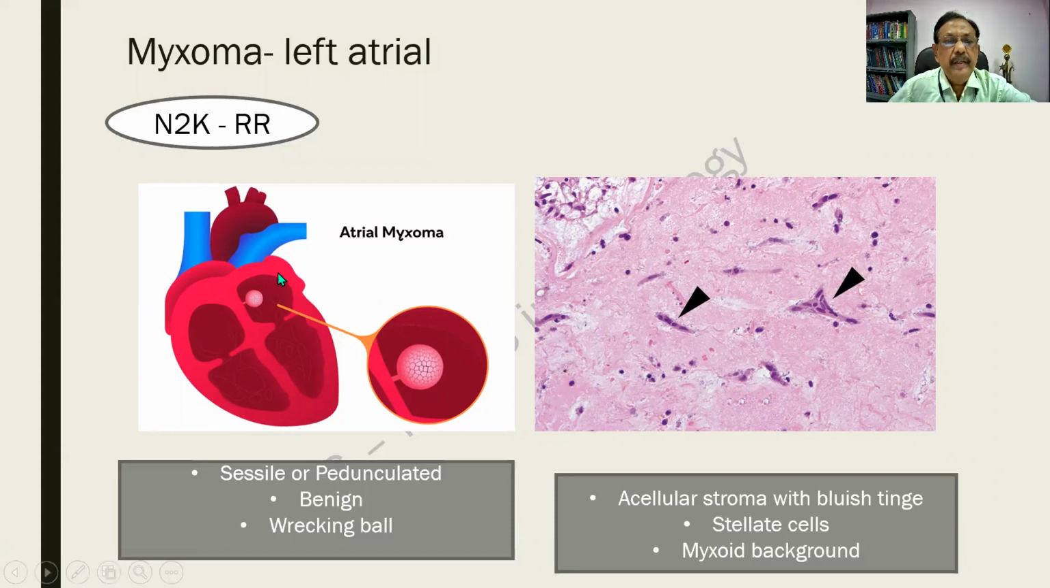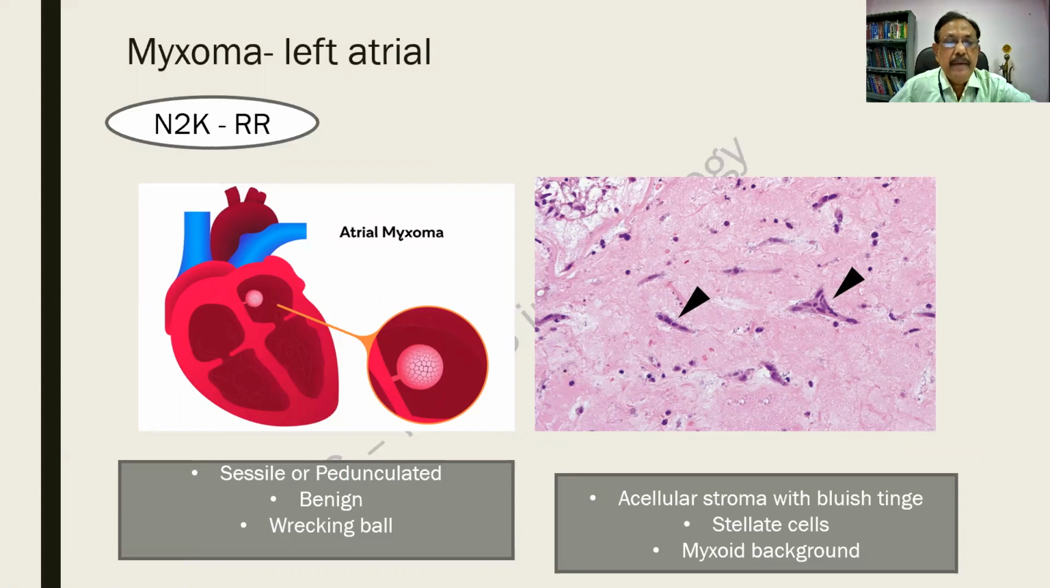And here is a picture of the left atrium. I am finding a tumor. It has got a peduncle or a stalk. It may be pedunculated or sometimes it can be sessile itself. It is a very slow growing tumor, well capsulated and benign.